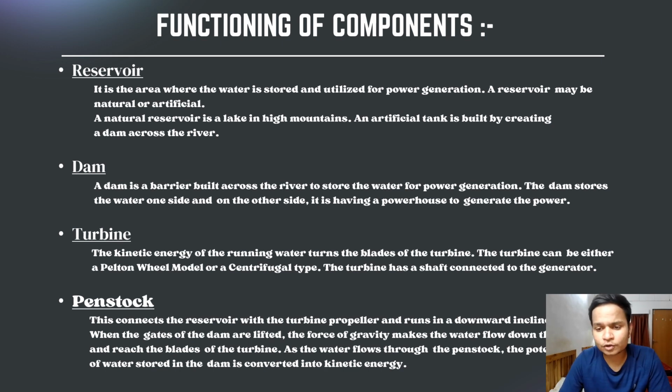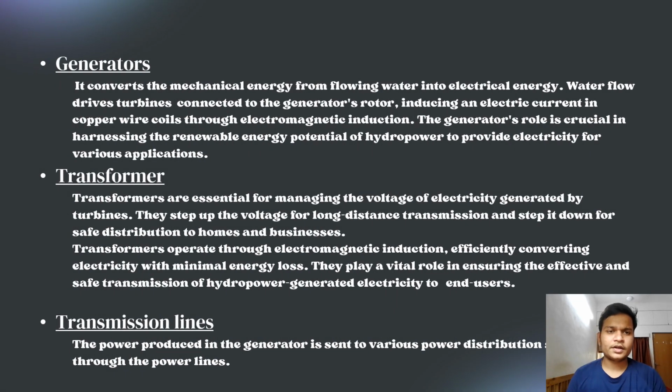As the water flows through the penstock, the potential energy of water stored in the dam is converted into kinetic energy. Generators. It converts the mechanical energy from flowing water into electrical energy. Water flow drives turbines connected to the generator's rotor, inducing an electric current in copper wire coils through electromagnetic induction. The generator's role is crucial in harnessing the renewable energy potential of hydropower to provide electricity for various applications.